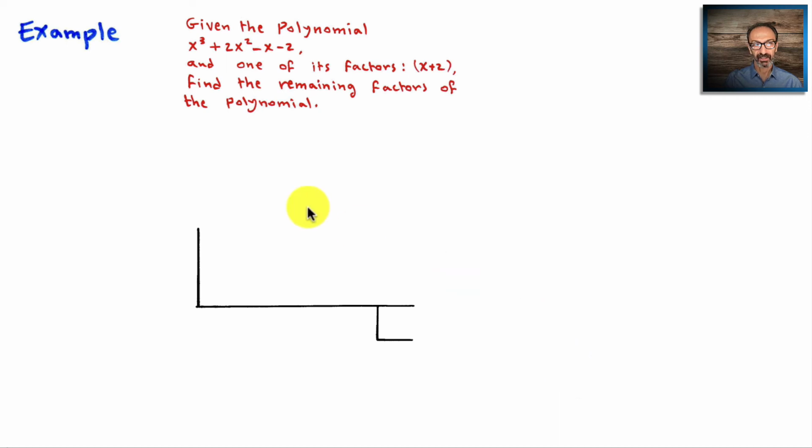Given the polynomial x cubed plus 2x squared minus x minus 2, we're not missing any terms, so we should be fine. So, one more time, we're dividing by x plus 2, so we're going to write minus 2 outside. And here we go, minus 2 outside. The coefficients go right here: 1, 2, negative 1, negative 2.